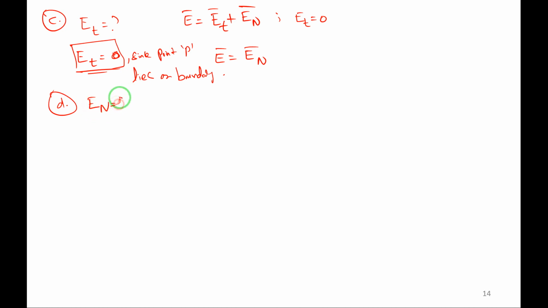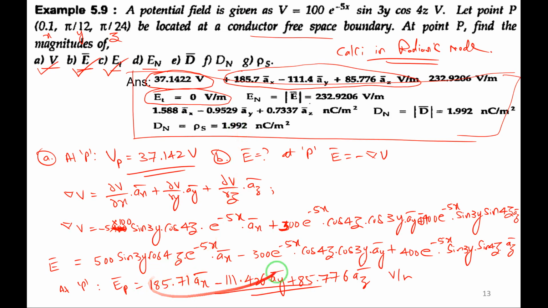What is En? So we know that E vector is equal to ET plus En. Since tangential component is 0, E equals En, right? But what I want is the magnitude of En. So magnitude of En means just find the magnitude of E, that's all, right? Already I have E vector at point P, just find its magnitude.